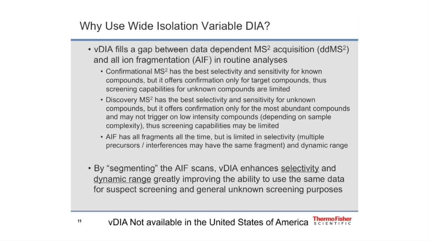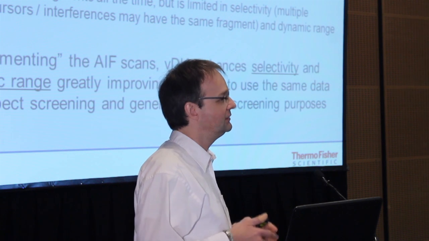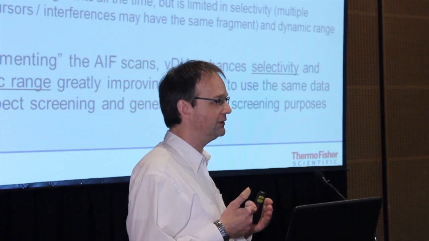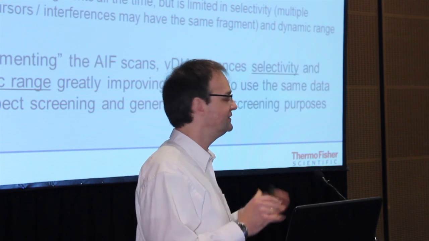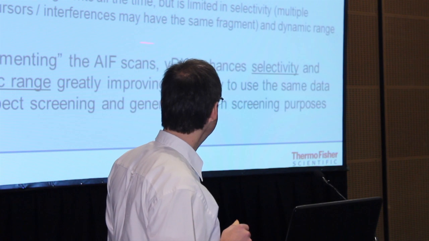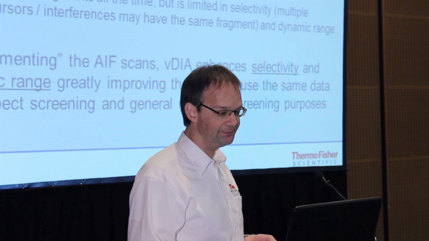Discovery MS2, as I already said, has very nice selectivity as well, but you don't get to the low abundant ions in most cases. AIF has all the fragments all the time. That's basically what we want. But since we have all the fragments inside, you're lacking selectivity, so confirmation in many cases fails where you need it. So in the end, that's not appropriate to do quantitation and qualitative work in the same data. And by segmenting the AIF, VDIA enhances the selectivity and dynamic range on this data.